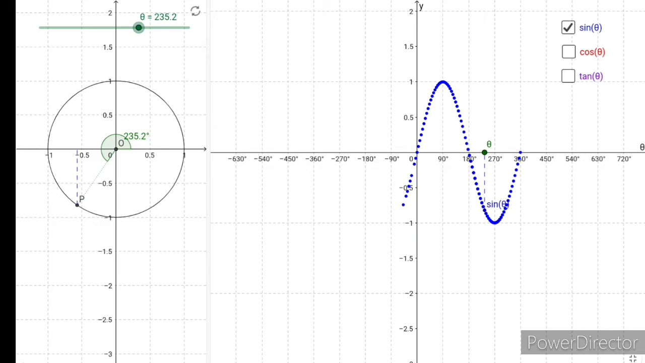So sin theta is opposite side by hypotenuse. Hypotenuse is nothing but 1. Opposite side is nothing but the y coordinate of P. The y coordinate of P here is negative. So it keeps on decreasing and becomes the minimum value when it is 270, which is minus 1. After minus 1, the negative value keeps on increasing. So at 360, it becomes 0.